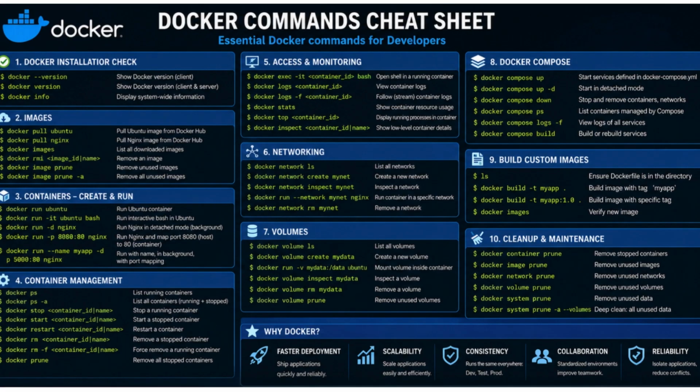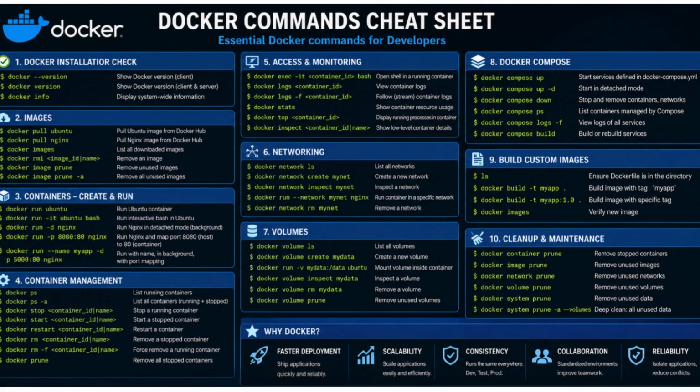Developers often use docker run -it ubuntu bash to launch an interactive Linux terminal inside a container. To run services in the background, the -d flag is commonly used, such as in docker run -d nginx. Containers can also expose ports to the host system using commands like docker run -p 8080:80 nginx, allowing applications to be accessed through a browser. Docker also provides commands for accessing running containers, monitoring logs, and checking resource usage.